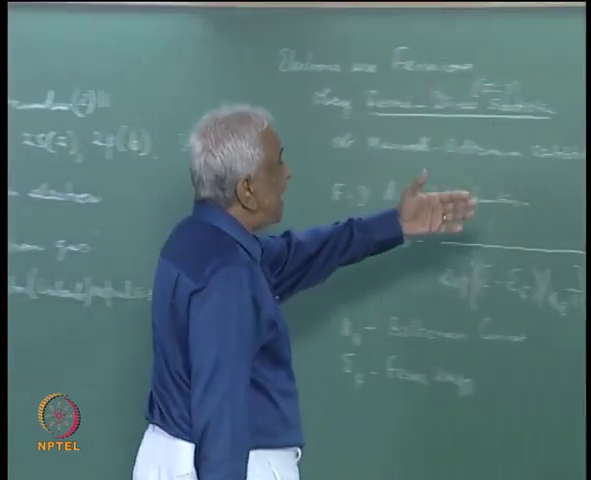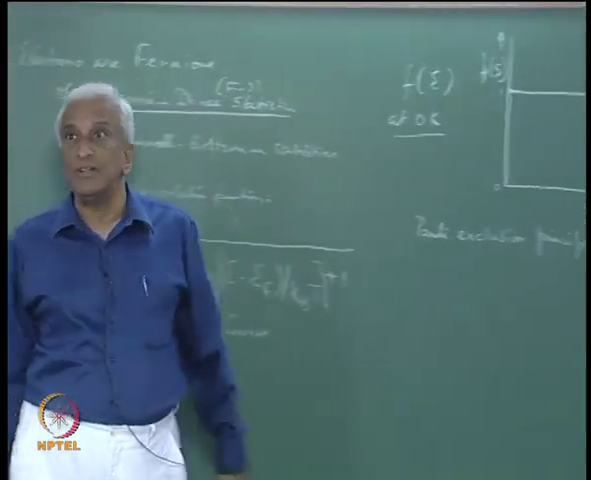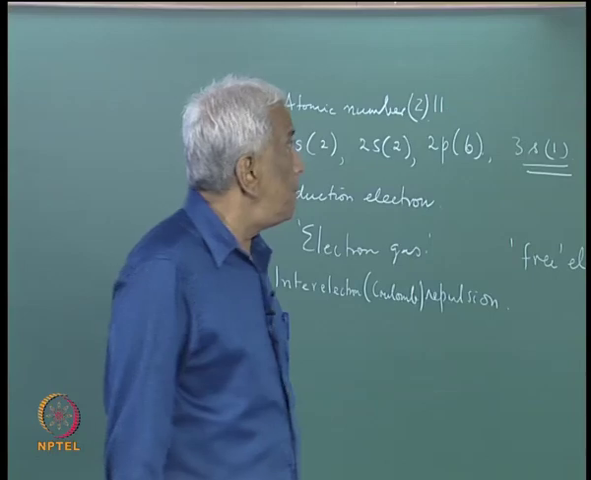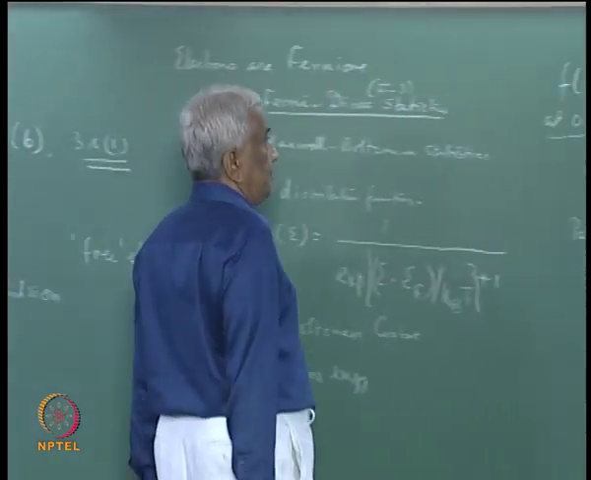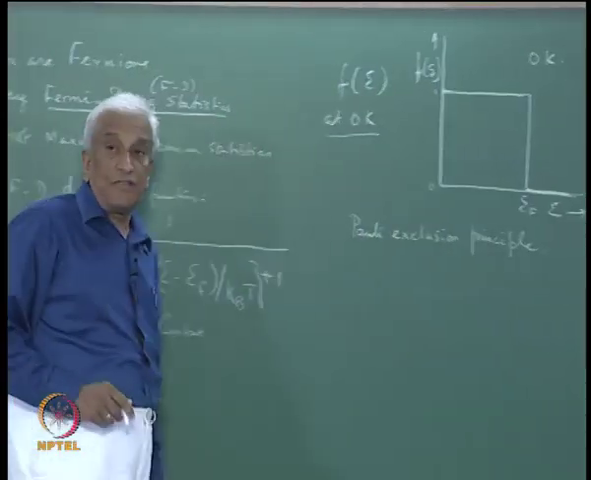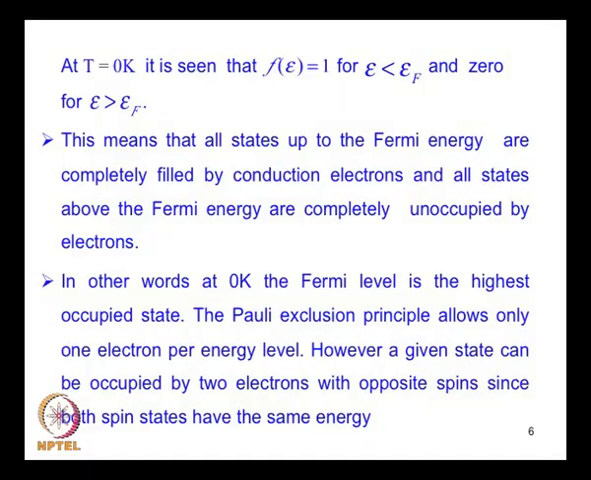Well, this picture is slightly modified at finite temperatures, but we will come to that a little later. This is enough for us now. So, if this is so, at 0 Kelvin, the Fermi level EF is the highest occupied state.